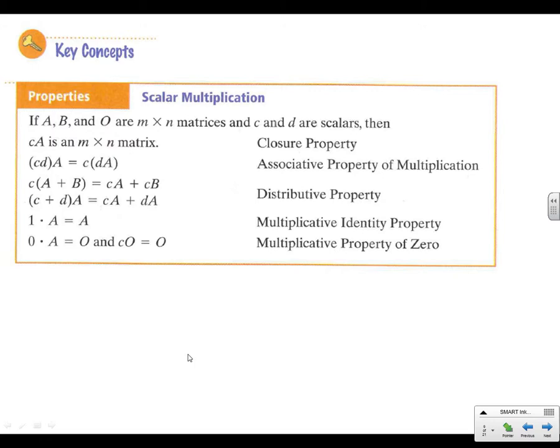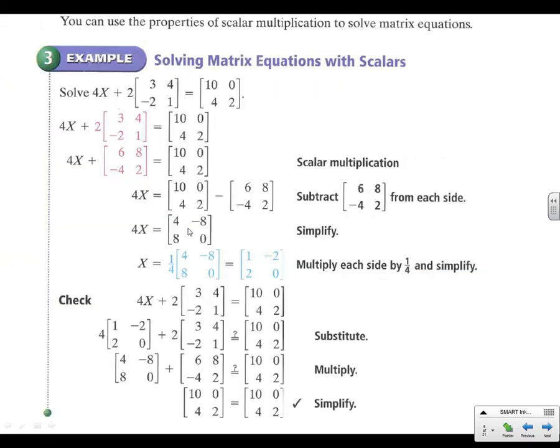Okay, so again, just like in 4-2, in 4-3, anything that we can do with normal multiplication, we can do with scalar multiplication. Alright, so all of these properties are just properties of normal multiplication, and they hold true when we're doing scalar multiplication as well. Alright, so we can do something like this.